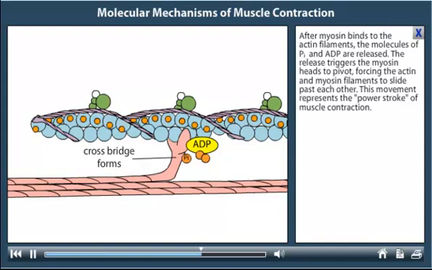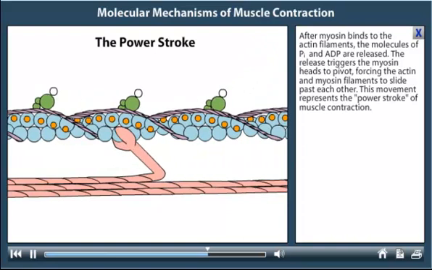After myosin binds to the actin filaments, the molecules of inorganic phosphate and ADP are released. The release triggers the myosin heads to pivot, forcing the actin and myosin filaments to slide past each other. This movement represents the power stroke of muscle contraction.